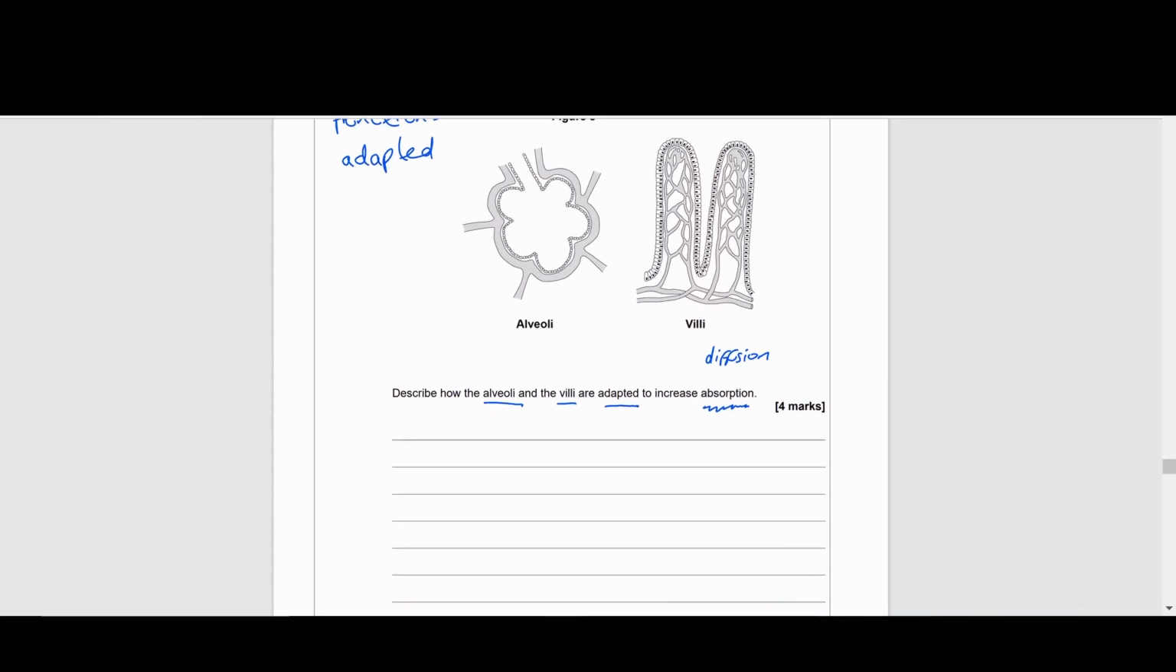So if we analyze the pictures and use our knowledge, they have some things in common. So what do both of these structures have in common? Well, they both cause an increase in the surface area. Now, why is that important? So that diffusion is maximized.